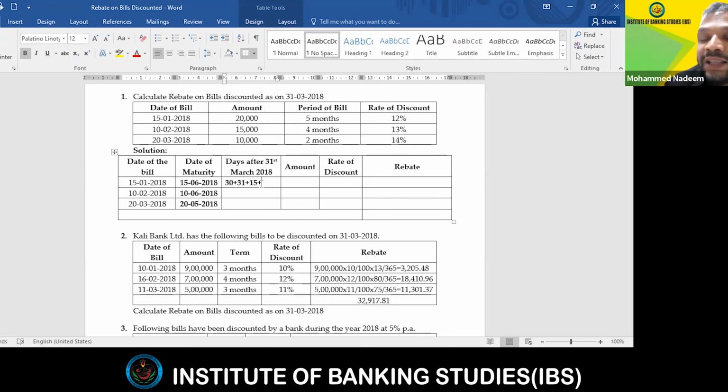Plus we will add 3 days grace. Why we will take 3 days grace is because you'll send the bill to the collection, he'll realize it, he'll take it, and he'll give it to you. It will take minimum 1 to 2 days. So we'll take it as 3 days. Total it now: 79 days. Any confusion in this now?